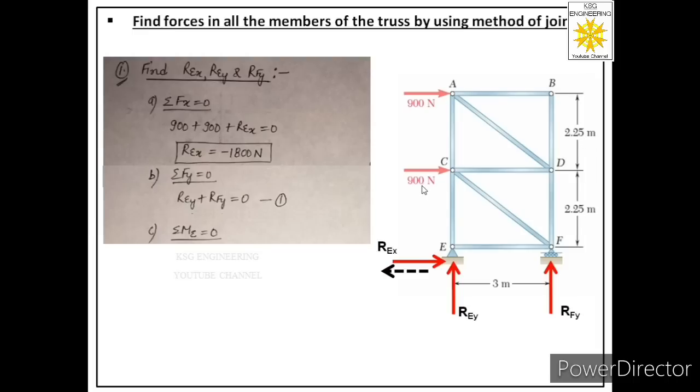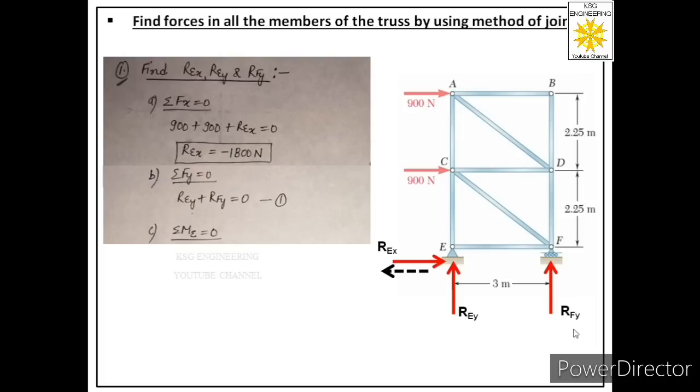If you see carefully, you will find that the 900 Newton force acting at joint C will also have a clockwise moment. So the moment because of this force will also be negative and its magnitude will be 900 multiplied by this distance, 2.25 meters. So the moment because of this force about joint E will be equal to minus 900 into 2.25.